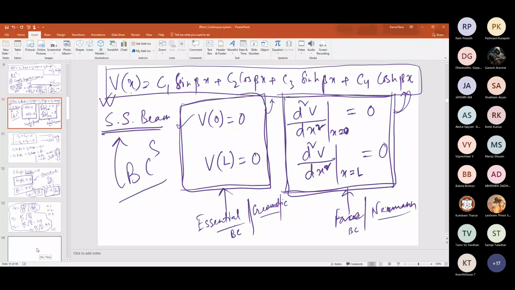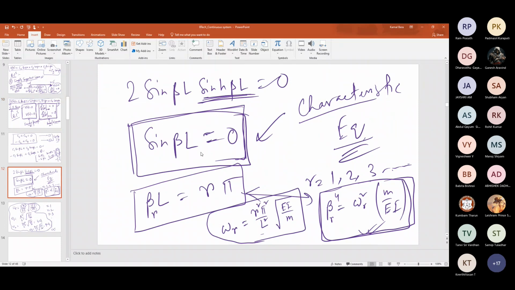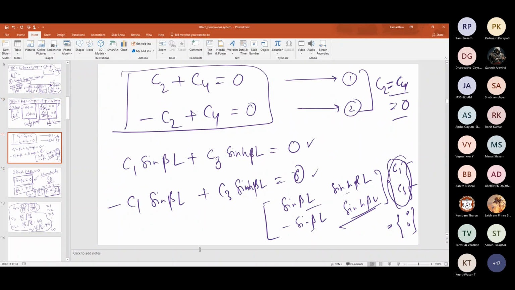Agree or not? Or confused? No confusion, right? C2, C4 obviously. Now if you consider sine beta L equal to 0, put it in this equation, what will you get? C3 has to be 0, right? Because this cannot be 0. Okay?